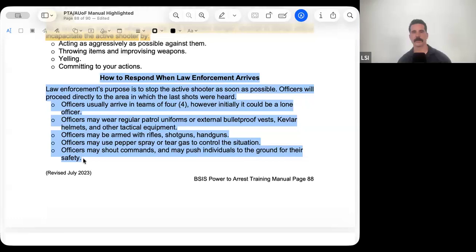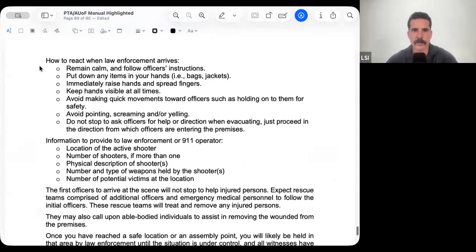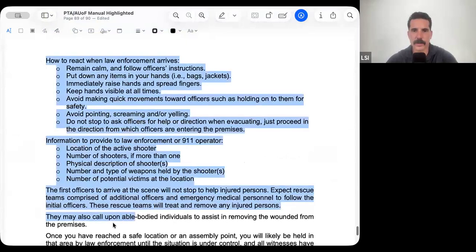Officers may wear regular patrol uniforms or external bulletproof vests, Kevlar, helmets, and other tactical equipment. Officers may be armed with rifles, shotguns, handguns. Officers may use pepper spray or tear gas to control the situation. Officers may shout commands and may push individuals to the ground for their safety. And it continues on the next page.